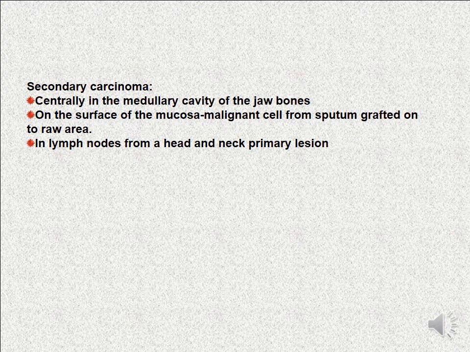The secondary carcinoma is not a primary carcinoma. It is found centrally in the medullary cavity of the jaw bones, or on the surface of the mucosa, with malignant cells seeded or grafted onto a raw area, or in a lymph node from a head and neck primary lesion. The primary lesion is not in the oral cavity; the secondary lesion is what we call metastasis.